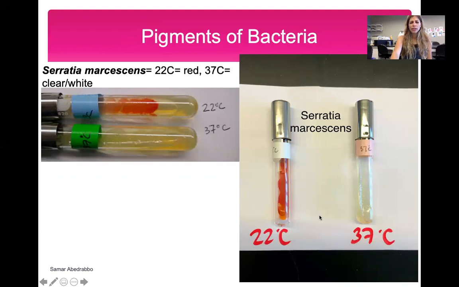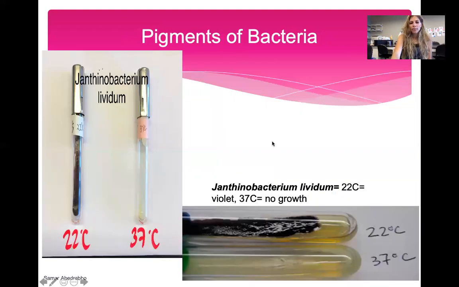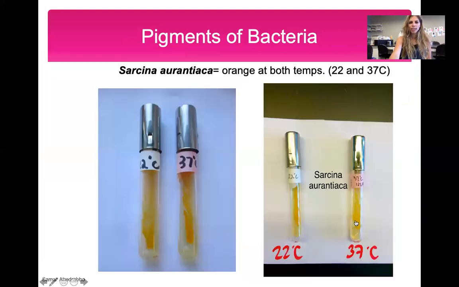Here's Serratia bacteria. Serratia bacteria at 22 degrees Celsius, so at the lower temperature, is a red color, and then at 37 degrees Celsius is just this clear white color. Here is Janthinobacterium lividum, and this is a violet color at 22 degrees Celsius, and it does not grow at 37 degrees Celsius. Unlike Chromobacterium violaceum, which grew at both 22 and 37 degrees Celsius and is purple at both temperatures. Here's Sarcina. This bacterium grows at both 22 and 37 degrees Celsius, and it's an orange color.